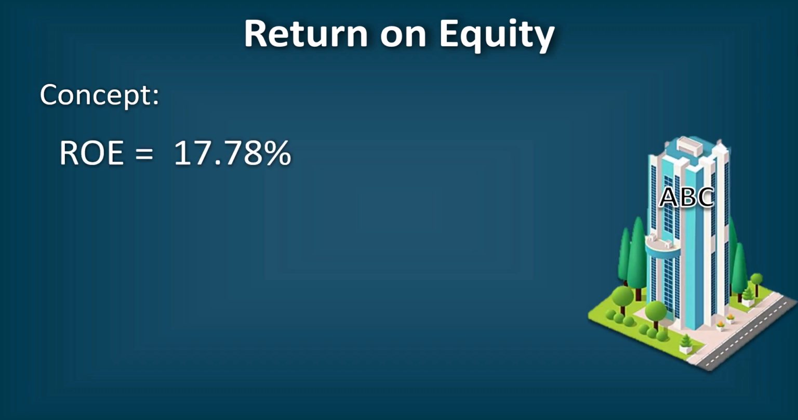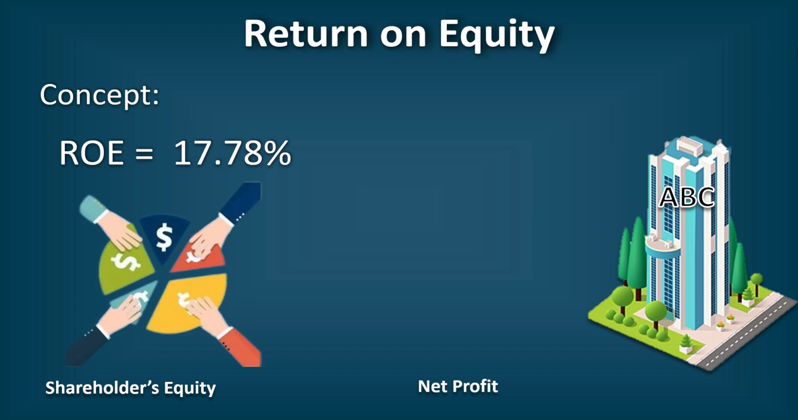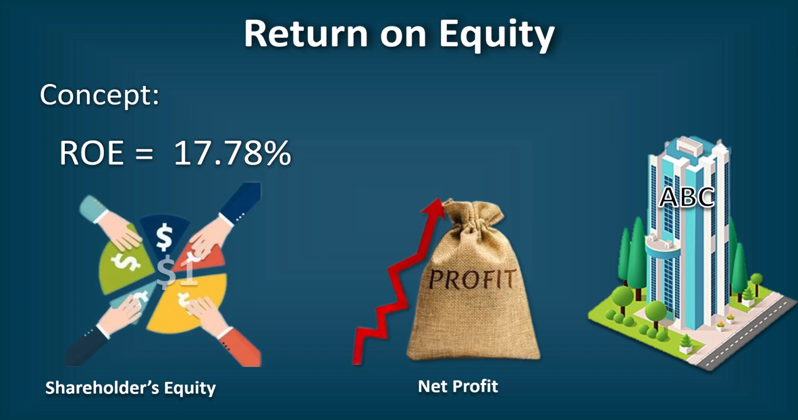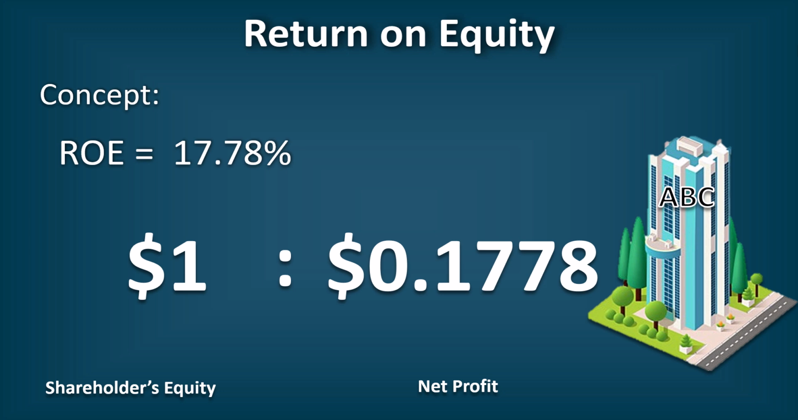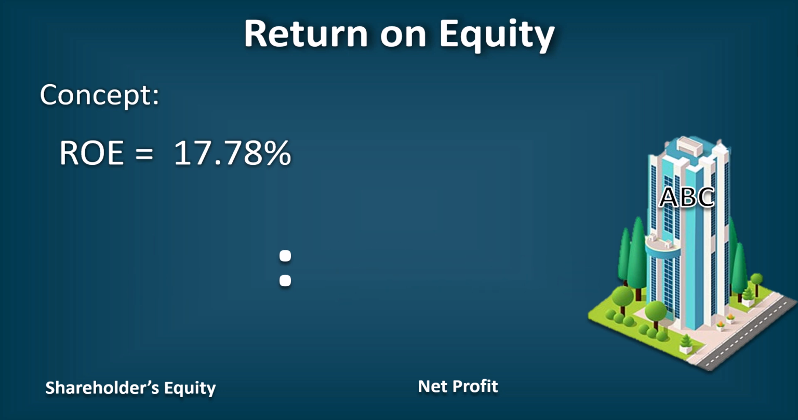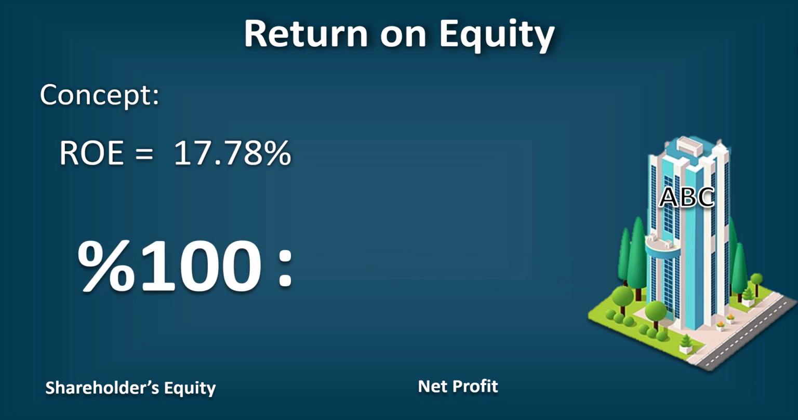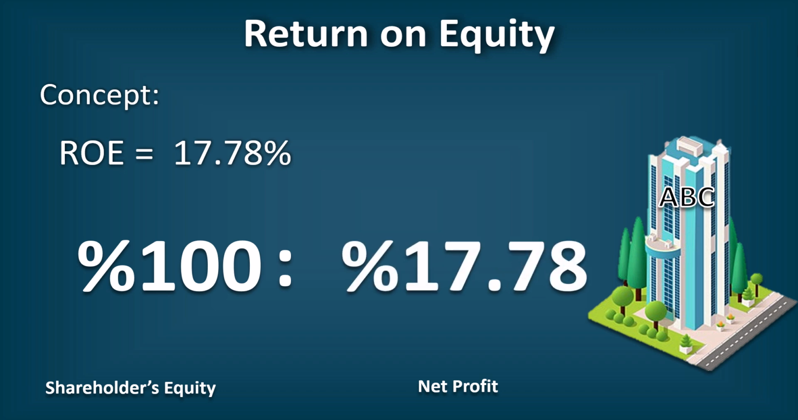A return on equity of 17.78% means that for every $1 of shareholders' equity, the company generated approximately 17.78 cents in net profit. In other words, if we consider the shareholders' equity as 100%, then the net profit earned is equal to 17.78% of that equity. Simply put, the company earned a profit equal to 17.78% of the total money shareholders have invested.